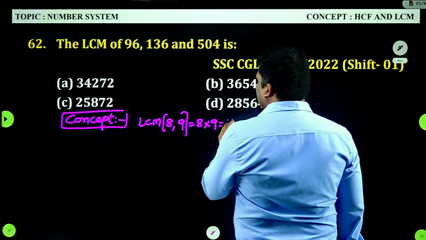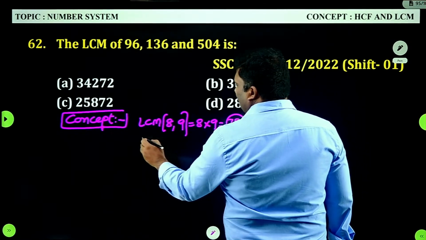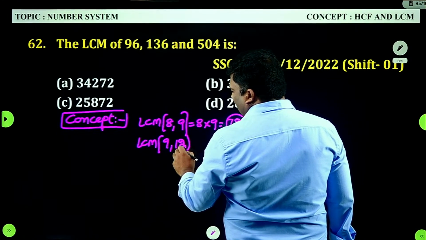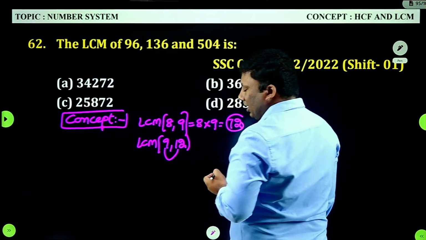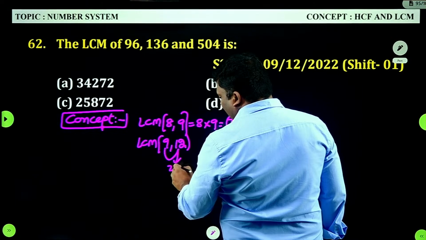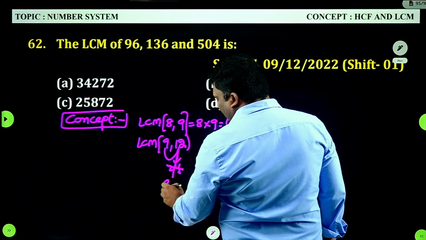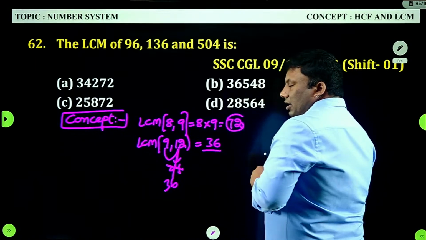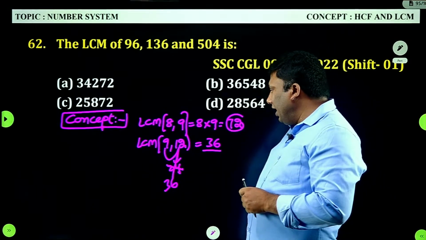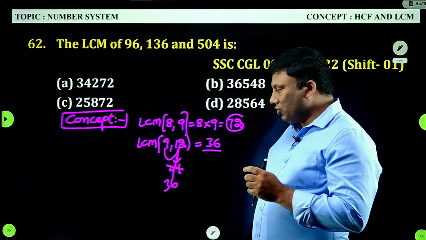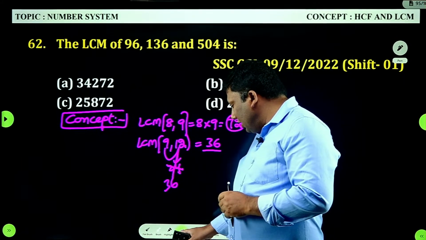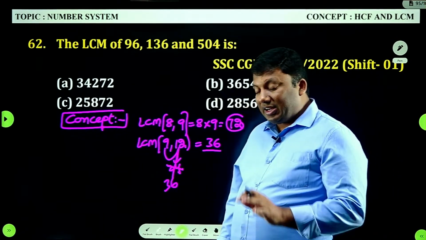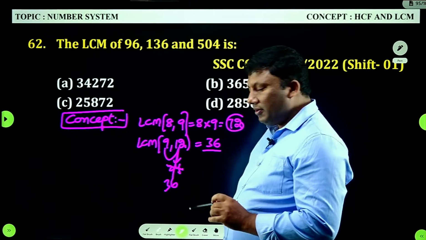8 9s are 72. LCM of 9, 12: 12 is not divisible by 9. 12 2s are 24, not divisible. 12 3s are 36, divisible. LCM of 8, 9 is 8 into 9. LCM of 9, 12 is 36.